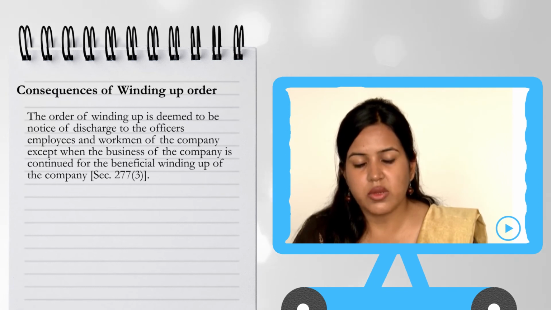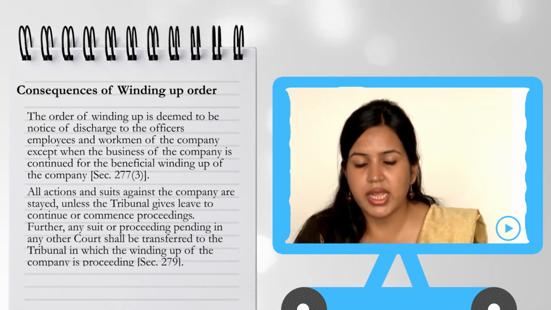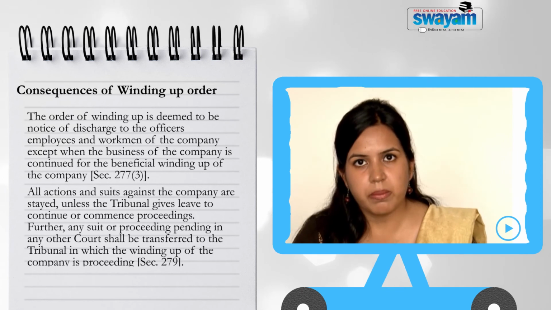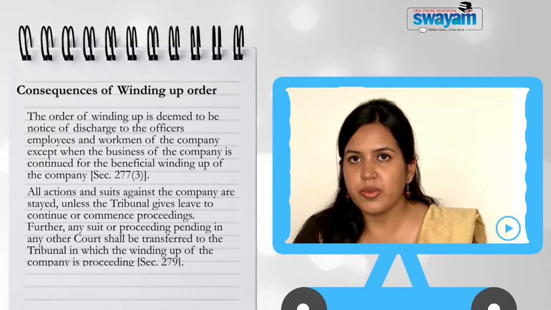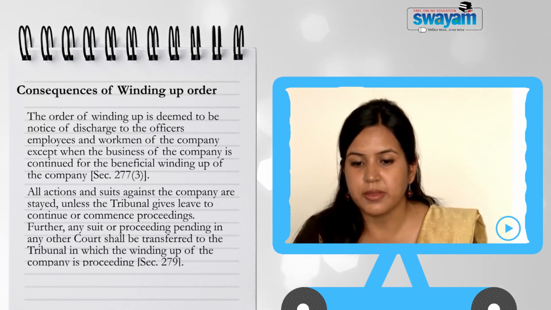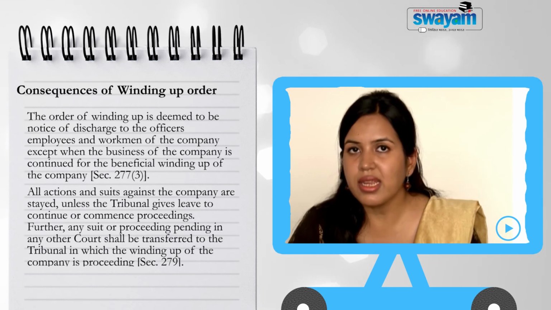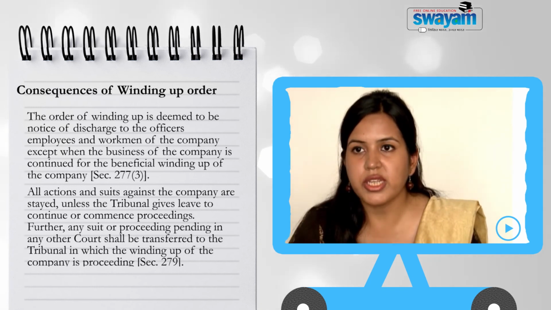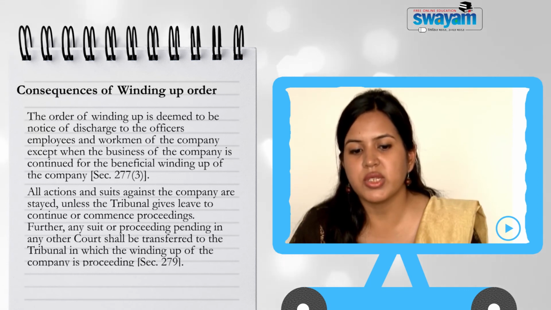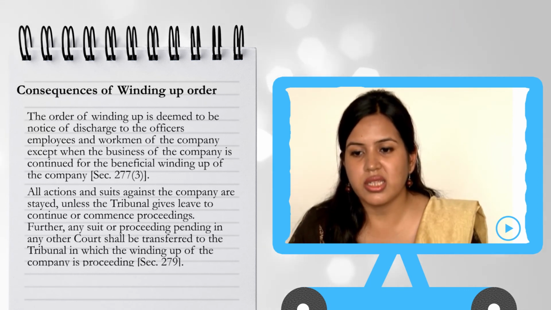Another major consequence is that all actions and suits against the company are stayed unless the tribunal gives leave to continue or commence proceedings. Further, any suit or proceeding pending in any other court shall be transferred to the tribunal in which the winding up of the company is proceeding. So, these are the major consequences.